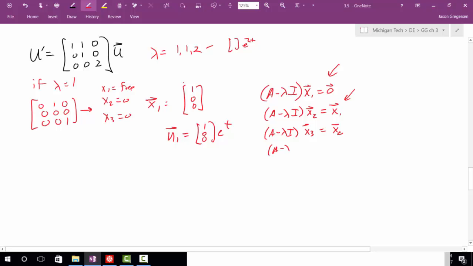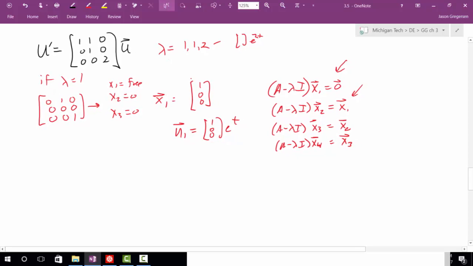And you can kind of get the pattern here. I could generate a fourth from the third, and so on and so forth. Okay. Now we just need the second one, so let's go ahead and calculate that. I need to do this. I need (A minus lambda I) times x2 is equal to my x1.